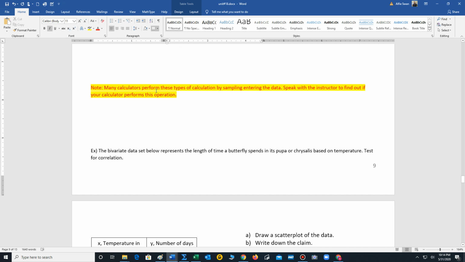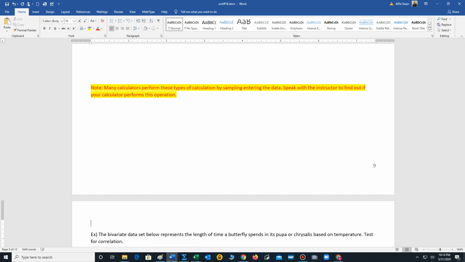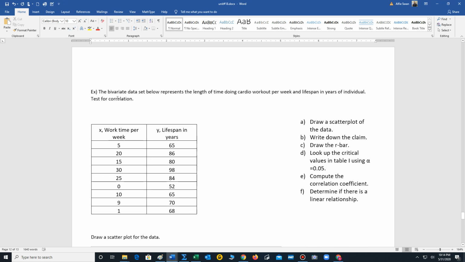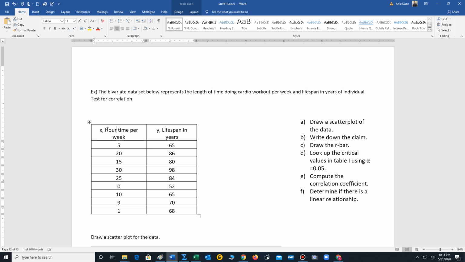Okay, and I'm just reminding people to use their calculators. There's a couple of examples for people to try. Let's do one more. So let's say that we have, once again, some bivariate data. This time it's hours of cardio per week. That's going to be our X value. Our Y value will be the lifespan in years. So we want to see if there's a correlation between the amount of cardio a person does per week and their lifespan.